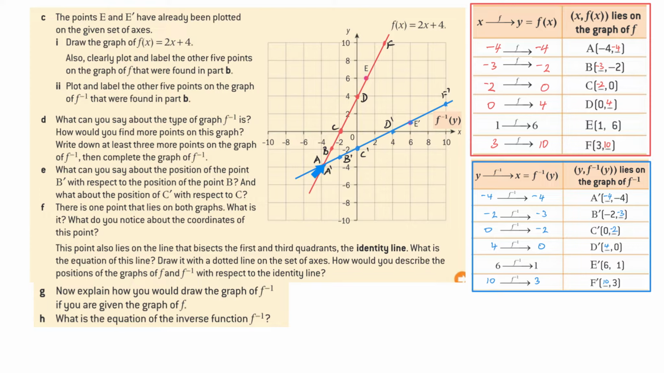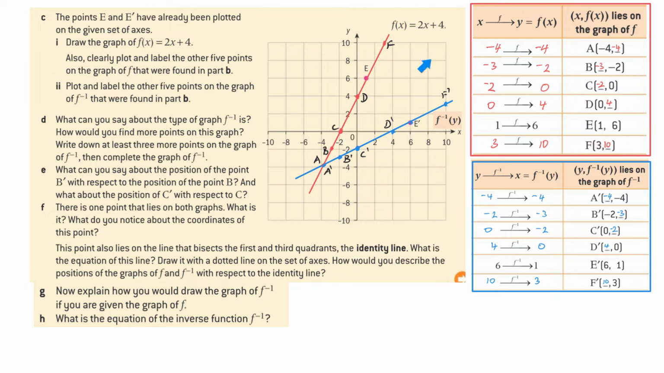They're the same. This point also lies on the line that bisects the first and third quadrants, the identity line. Now, that's not a very common definition of that line. You often see it as the x equals y axis, not identity line. In fact, it's interesting to Google those two words and see how many hits you get in mathematics, right? So it's generally known as the x equals y axis. What is the equation of this line? Well, as we just said, it's the x equals y axis.